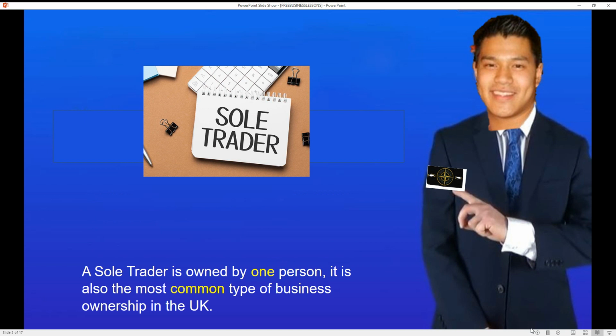Right. So the first type of ownership is a sole trader. This is where a business is owned by one person. They can employ many people, but there's only one owner, and it's also the most common type of business ownership in the UK. Most businesses start up as a sole trader because it's quite easy to set up, and most businesses lend themselves to being suitable for sole traders, such as driving instructors, shops, personal trainers. Pretty much any profession could be a sole trader.